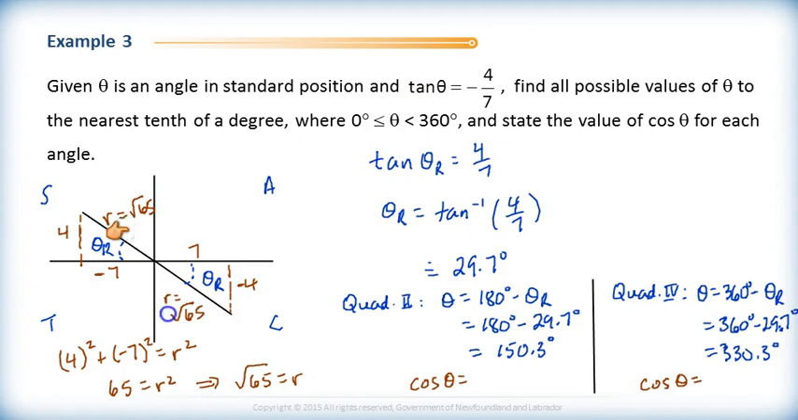So we mark those on our diagram, and therefore in quadrant number 2, cosine of our angle is negative 7 over root 65, like so. And in quadrant number 4, it's x over r is positive 7 over root 65.